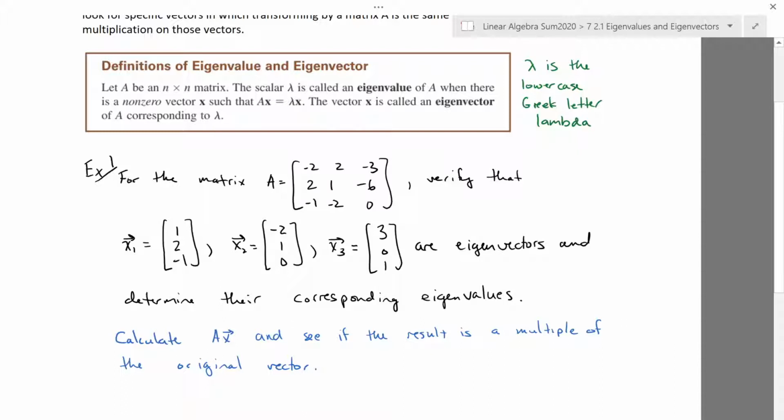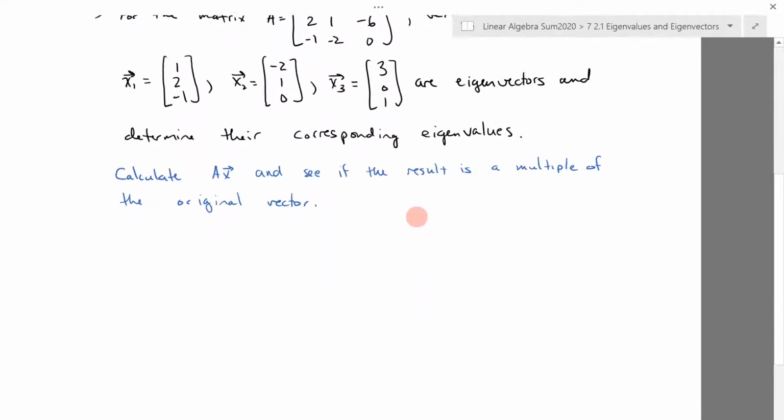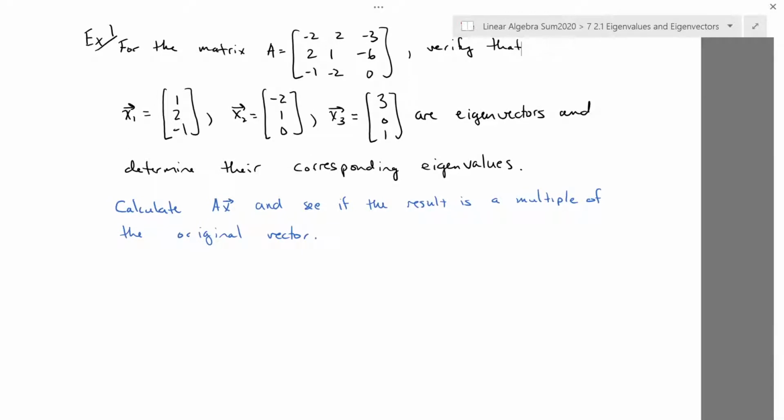Okay, so basically to verify that these are eigenvectors, we want to calculate A times X and see if the result is a multiple of the original vector. And that multiple will give us the eigenvalue. Okay, so let's do the calculations one by one. Let's start with x1.